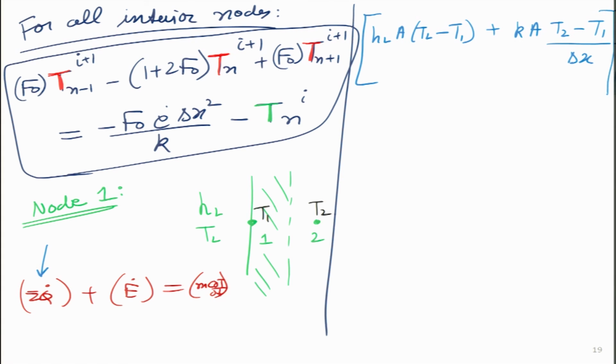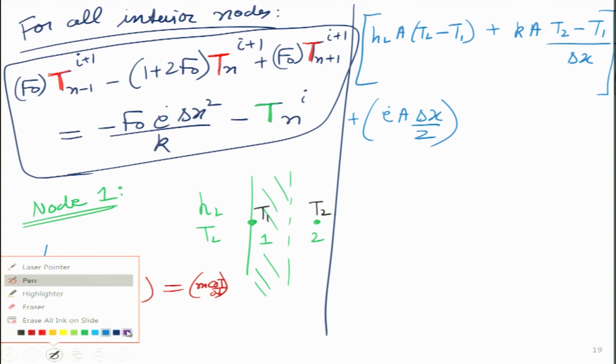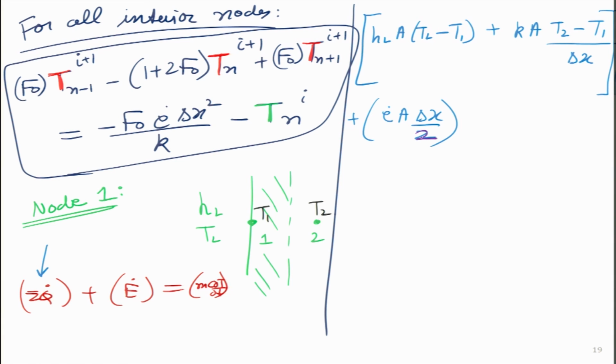This will be the first term. Second term is energy generation, E dot A delta x by 2. So please remember this by 2 because this is very important. I am highlighting it in a different color because this is only a half node. You remember this whole thing was delta x, this width is delta x by 2.